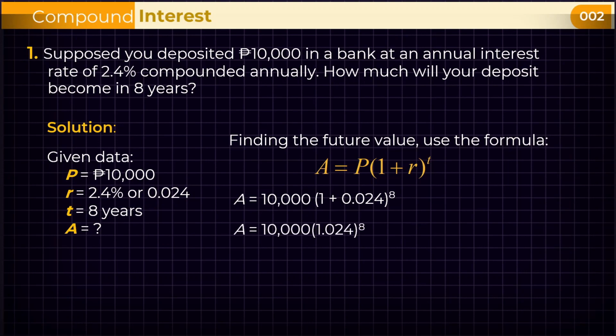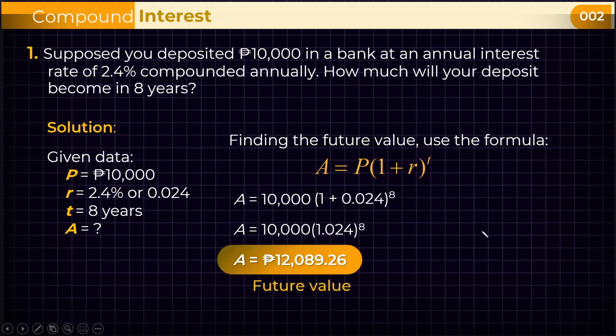You may input that on your calculators directly, and we have an amount 12,089 pesos and 26 centavos. That is the amount accumulated from adding the deposited 10,000 pesos and the gained interest. If you would want to find for the interest, you may just simply subtract the 10,000 peso deposit from that accumulated value or future value, which is 12,089 pesos and 26 centavos. And this is going to be our future value.